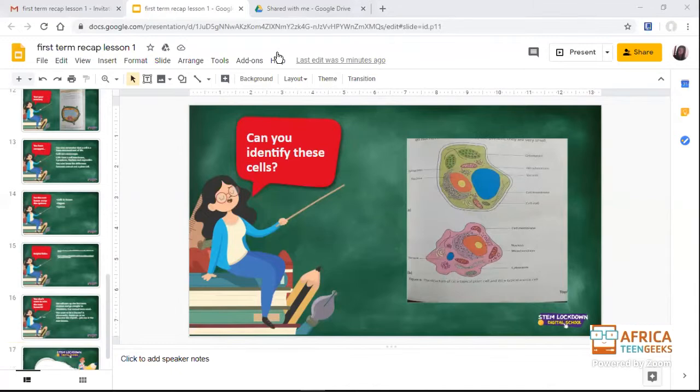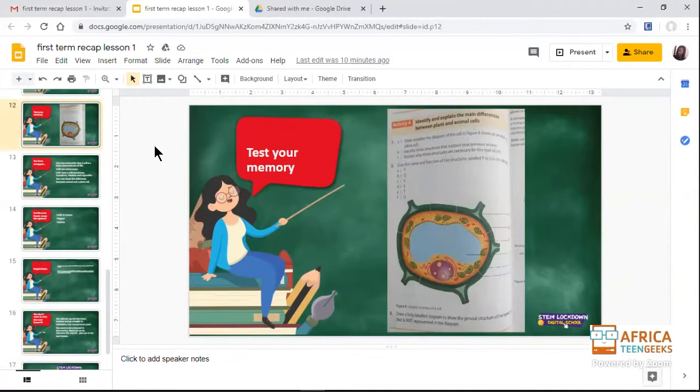There's a plant and an animal cell. So if I give you a plant cell, you should be able to identify a plant cell. And if I give you an animal cell, you should be able to identify an animal cell. Okay? So be able to identify those. I will give you homework shortly.